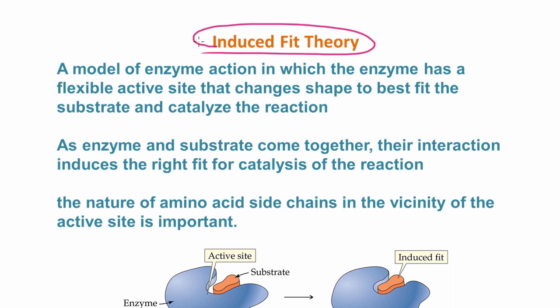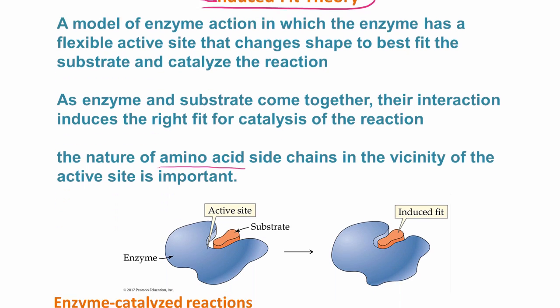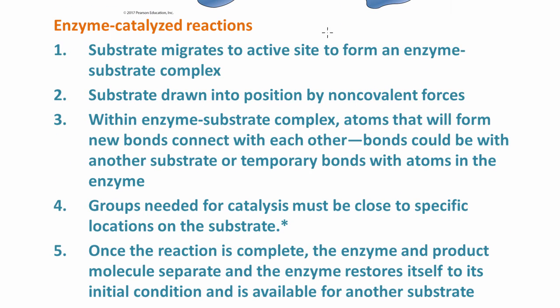And so what are we talking about? Interactions between the substrate and the enzyme. Remember, in the active site, you have those amino acid side chains, and so that's going to be important as to whether the substrate will navigate to that active site. Okay, so let's take a look at what happens here. We have a substrate that migrates to the active site, and the goal is to form an enzyme-substrate complex.